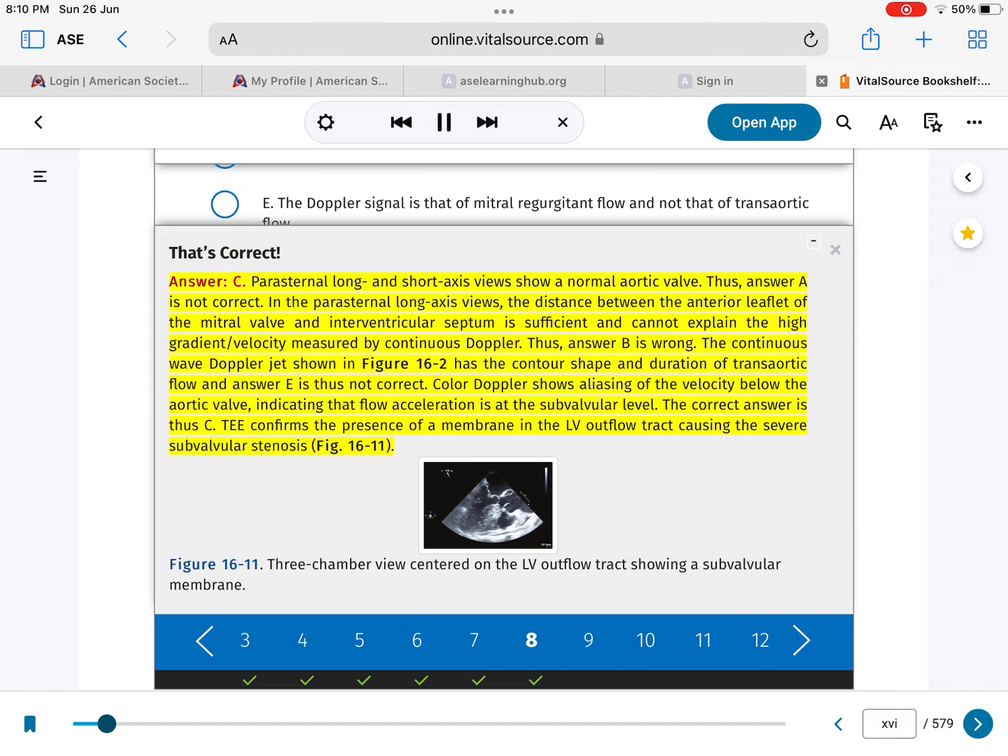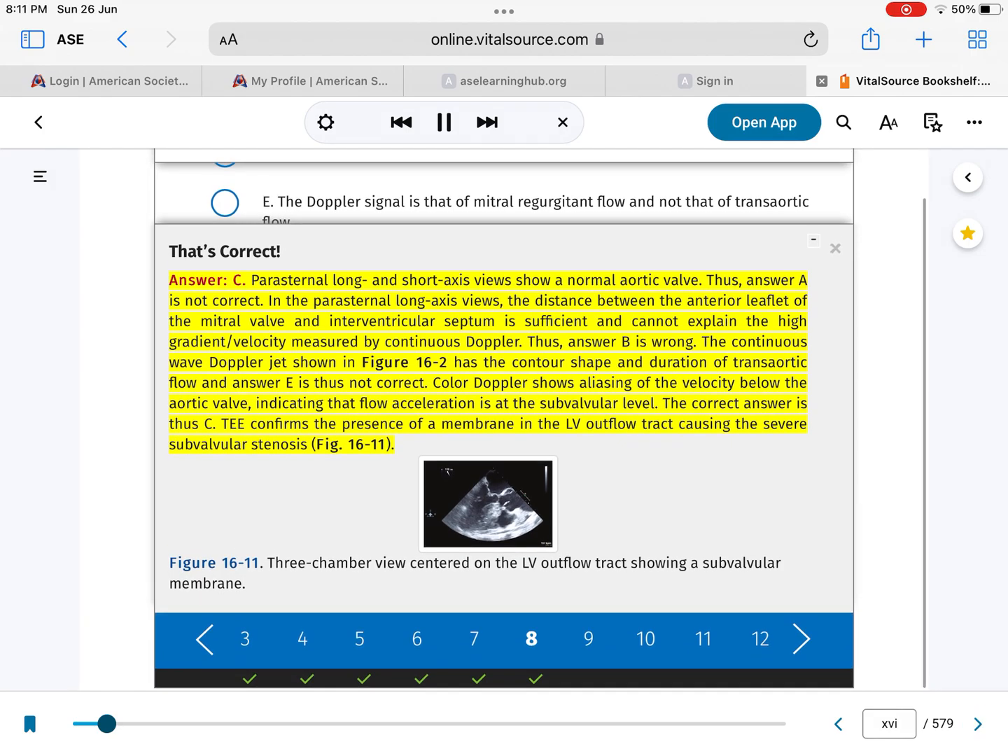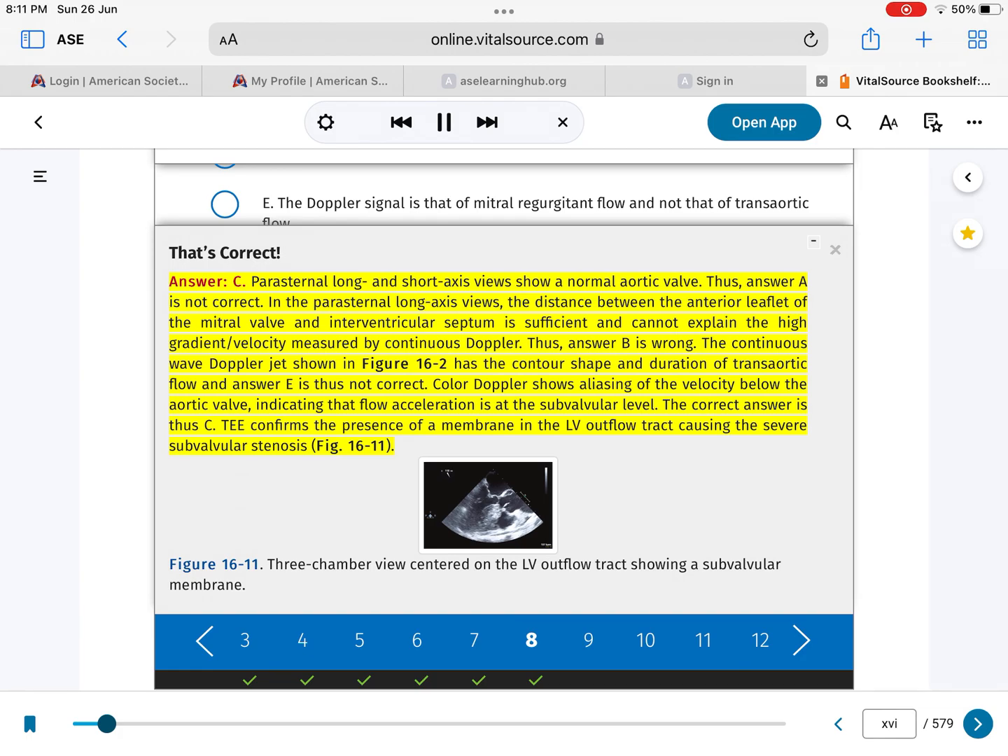Answer C. Parasternal long and short axis views show a normal aortic valve. Thus, answer A is not correct. In the parasternal long axis views, the distance between the anterior leaflet of the mitral valve and the interventricular septum is sufficient and cannot explain the high gradient velocity measured by continuous Doppler. Thus, answer B is wrong. The continuous wave Doppler jet shown in Figure 16.2 has the contour shape and duration of transaortic flow, and answer E is thus not correct.